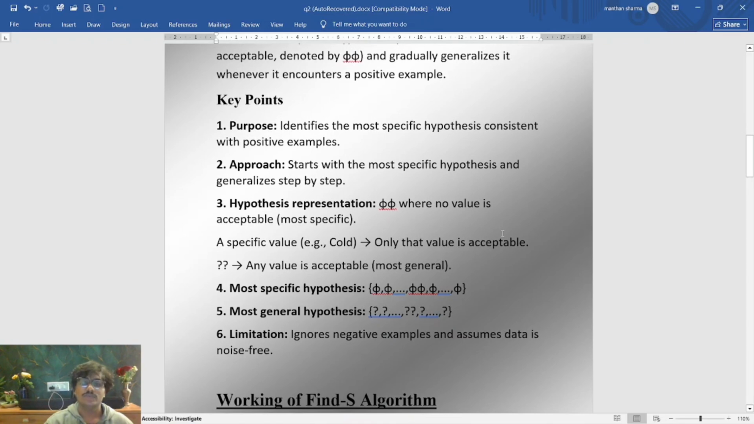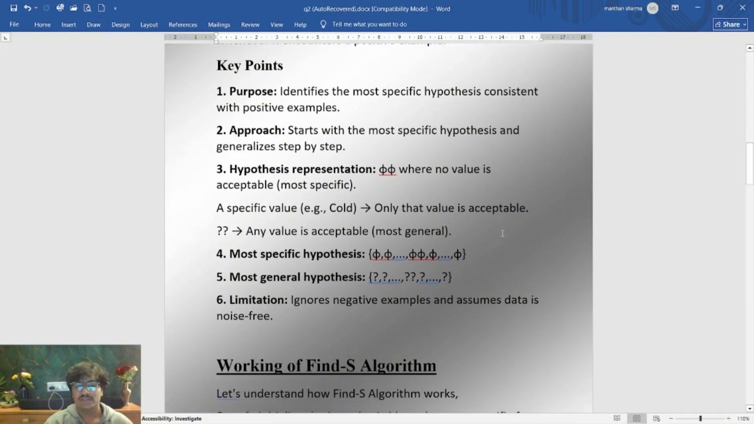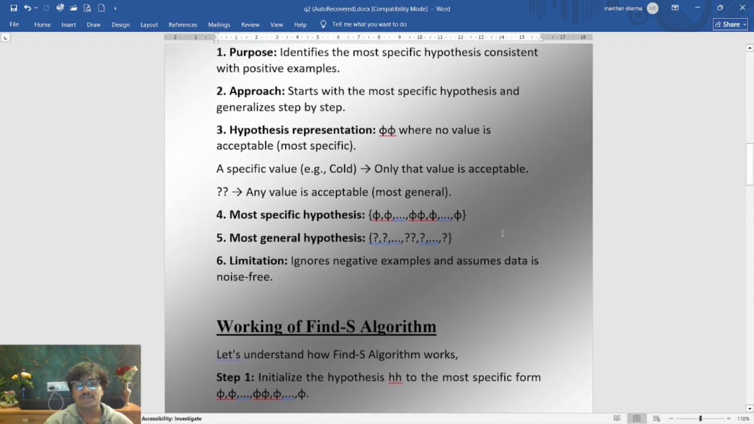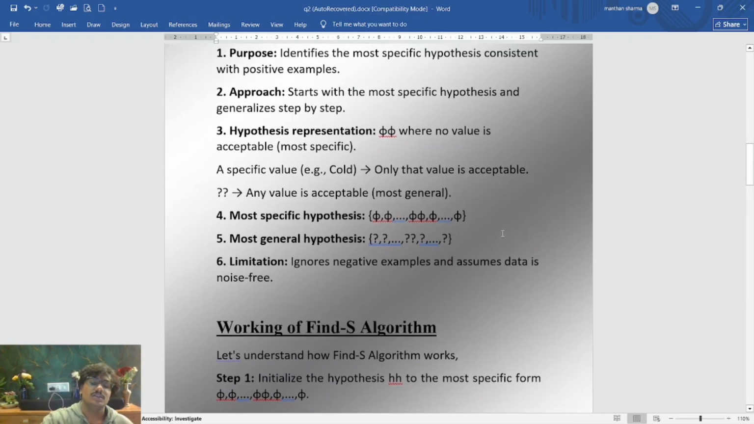Purpose: identifies the most specific hypothesis consistent with positive examples. Approach: start with the most specific hypothesis and gradually generalize. Representation of a hypothesis is given by phi, no value acceptable, which means it is very specific. A specific value like cold means only cold is acceptable, and question mark means any value is acceptable, which is very general. And yeah, that's it.